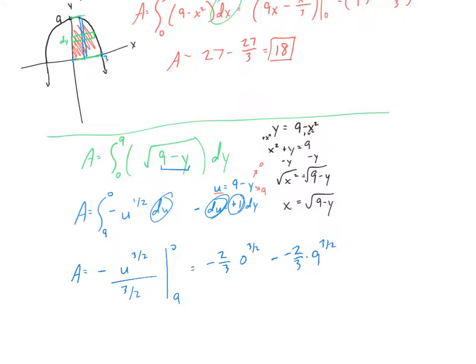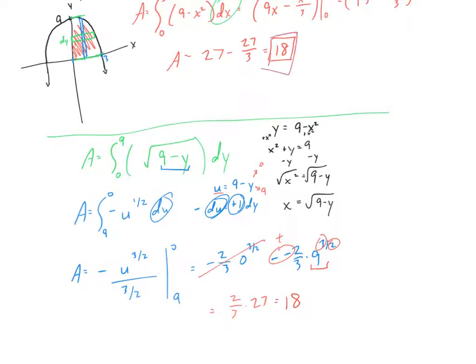Ooh, lots of negatives, lots of fractions in this one. Thankfully, that first term doesn't matter at all. Thankfully, we have a minus negative that becomes a positive. 9 to the 3/2, check that in your calculator. The square root of 9 is 3. Cubed is 27. So this is 2/3 times 27. 27 divided by 3 is 9, times 2 is 18. Wow. Okay. That was a little rough, but we got the same answer.